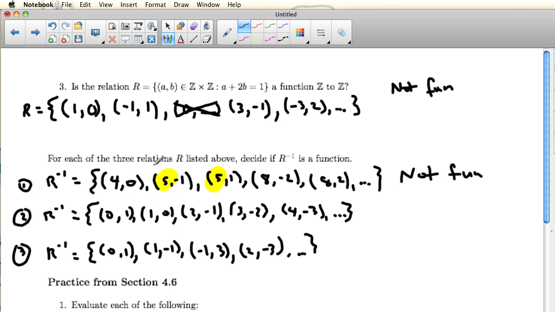However, for both of these last two examples, you can even see from the way I've written them that every natural number in the first coordinate, 0, 1, 2, 3, 4, each of those natural numbers has only one output, and those outputs are in the set of integers. So this is a function, and in fact both of these are going to do this. Each of these is a function.